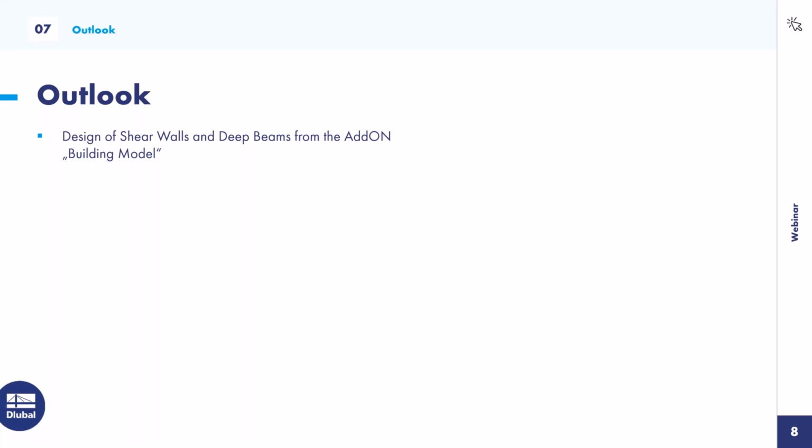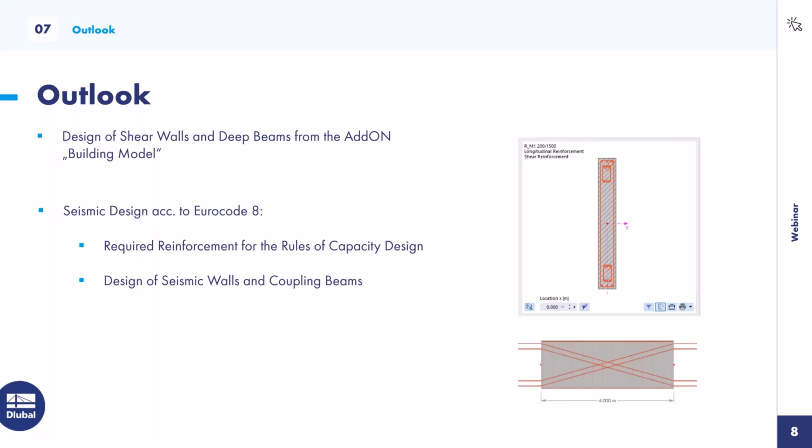The next topic in our development is the design of the shear walls and also of deep beams, which will be automatically generated in the add-on Building Model. Adrian already showed the building model, how it works with the load transfer. And with this building model, it will also be possible to automatically generate shear walls and deep beams as a design object. And these objects will then be directly designable in the add-on Concrete. It will be a simplification for you.